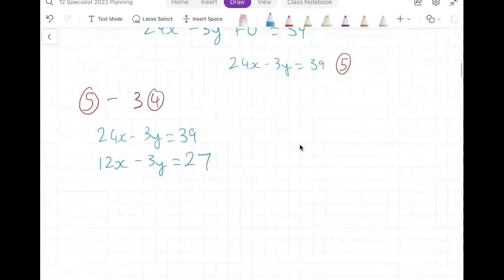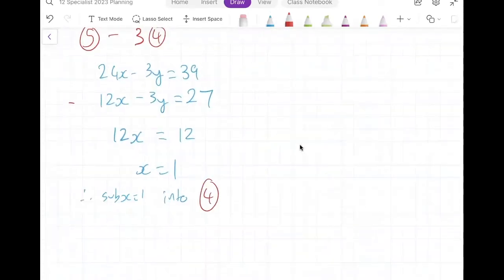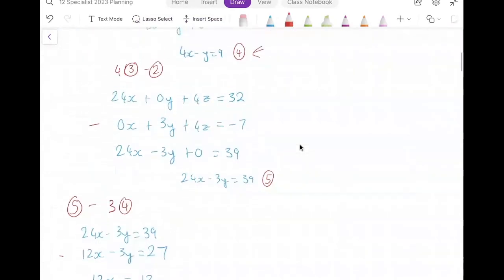So once I've got these two equations here, again, I'm going to do my subtraction. That's going to give me 12x is equal to 12. So x is going to equal 1. Now I can start substituting back in. So therefore, sub x equals 1 into, let's do equation 4. Equation 4 is this equation here.